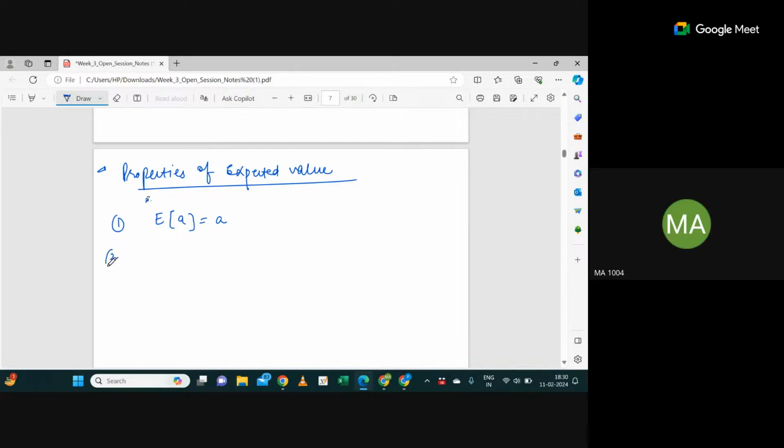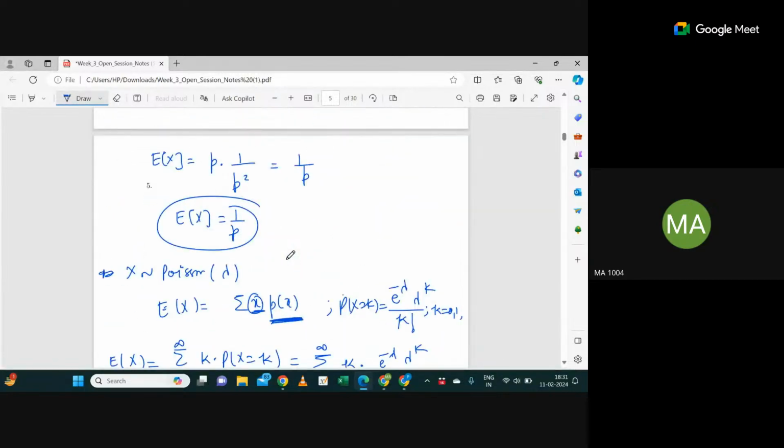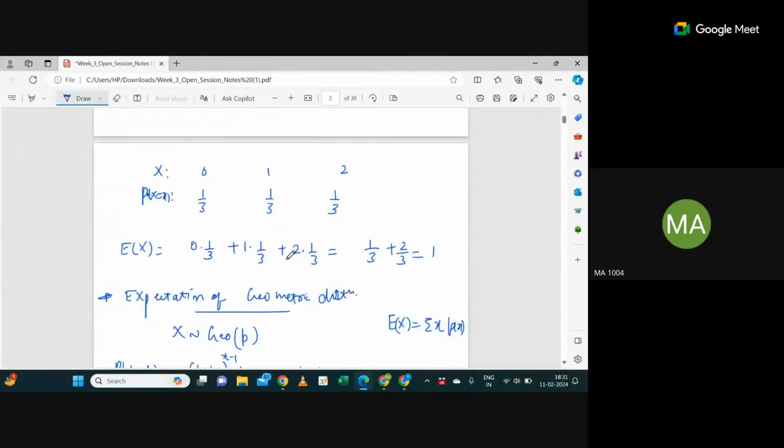Another property is the expectation of, let's say, a into x. Then what will it be? It will be a into the expectation of x. You can derive it for anything, we are just discussing the properties. If you derive it, you will get the same value. You can check this property for this case, where the expectation of x was 1, correct?